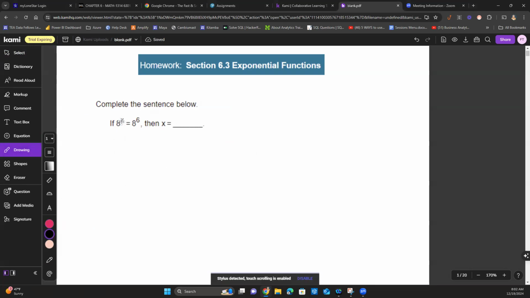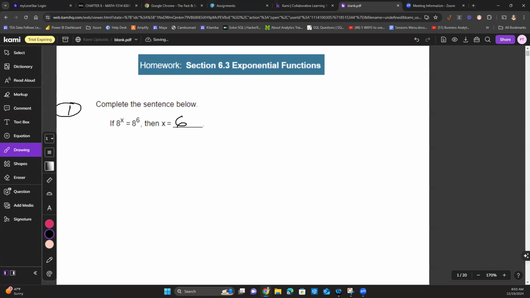If you have 8 to the power of x is equal to 8 to the power of 6, then what must be the x value? When you have an exponential equation, if the bases are the same, powers have to be equal to each other. The first side has an 8 as a base, and the second side has an 8 as a base. So that means x must be the same thing on the other side. So x value will be equal to 6 for number 1 on the homework question.